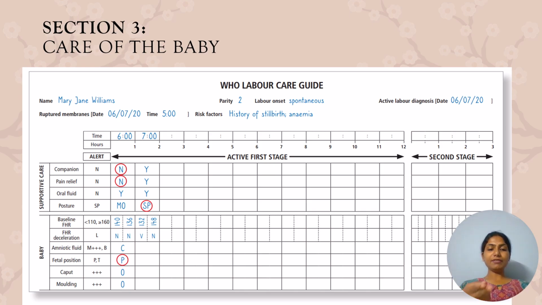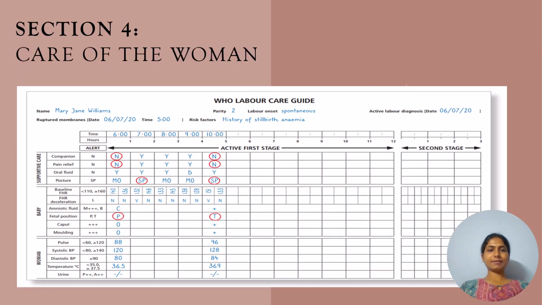Then we have to see the fetal position. If the fetal position is occipito anterior, we write A. Occipito posterior, we write P. Occipito transverse, we write T. Then we have to see the presence of caput, what is the grading of caput, and what is molding. So that we have already discussed.